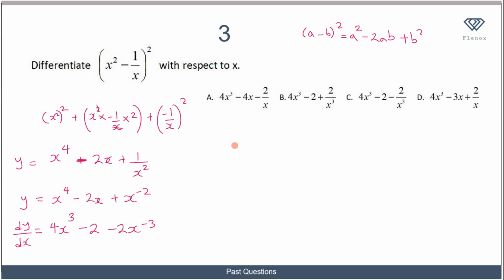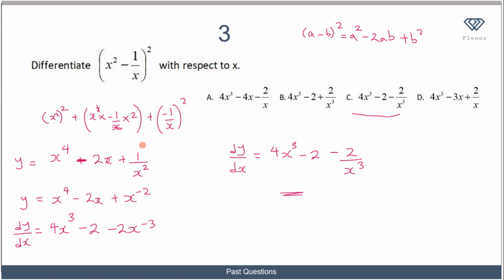So I can write it out properly as dy over dx is equals to 4x cubed, then minus 2, then minus 2 over x cubed. So now which option corresponds to that? If you look at that carefully, that corresponds to option C. So this is the answer to the question.